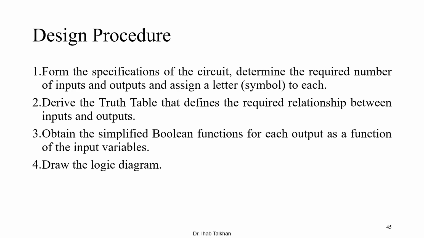In this slide, we are going to give you a brief about the design procedure, which you're already doing, but I'm going to give it to you here in words. First of all, you have to form the specifications of the circuit, determine the required number of inputs and outputs, and assign a letter symbol for each. Then you need to derive the truth table that defines the required relationship between the inputs and outputs.